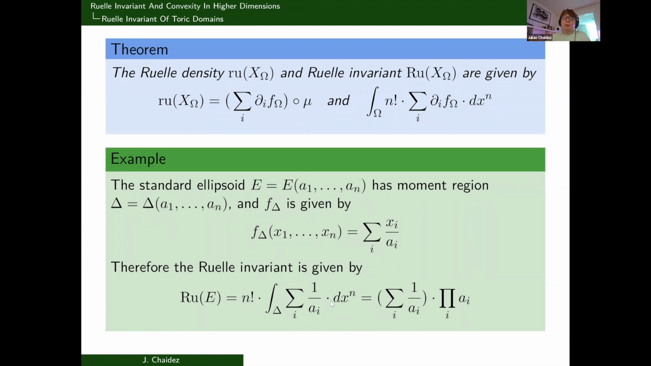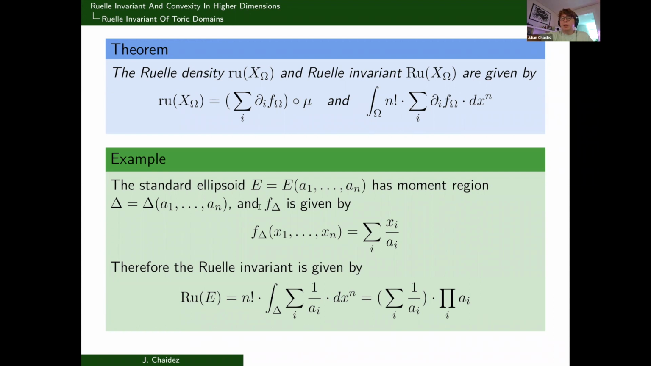Okay, so as an example, let's take our favorite family of toric domains. These are ellipsoids. The standard ellipsoid E(a_1, ..., a_n) is the toric domain with moment region given by the simplex bounded by some hyperplane along with all the coordinate axes in the orthant.